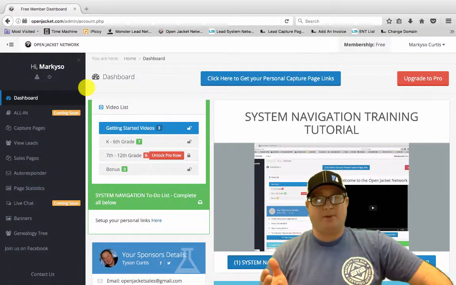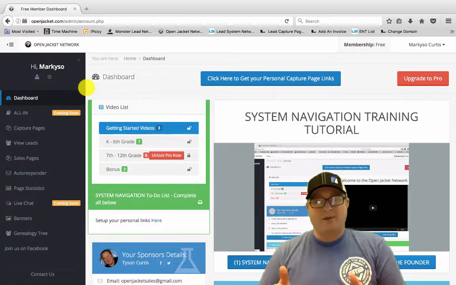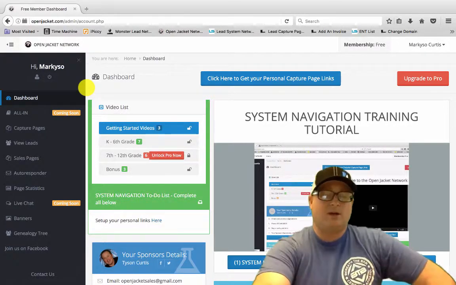Now, what if you brought 20 people in? That'd be $1,000 a month. What if you brought 40 people in? Well, that'd be $2,000 a month. What if you brought 100 people in at $50 a person? Well, that'd be $5,000 a month. Now, you might be saying, well, what's the retention?